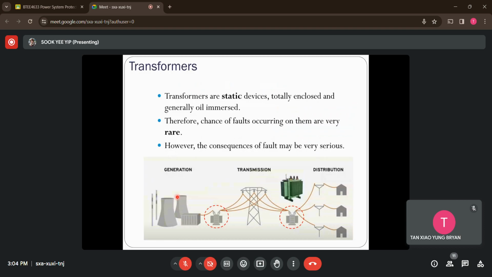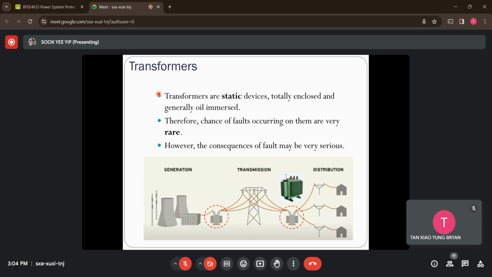So what actually is a transformer? I believe you know what this is. Now, if you refer to this diagram, you can see there are many transformers used in between as a vital link to transform up and down the voltage of the electricity from the power plant in the power transmission and distribution networks. So you can see this transformer is a very important component to be protected in the power system. So let's check out its definition here.